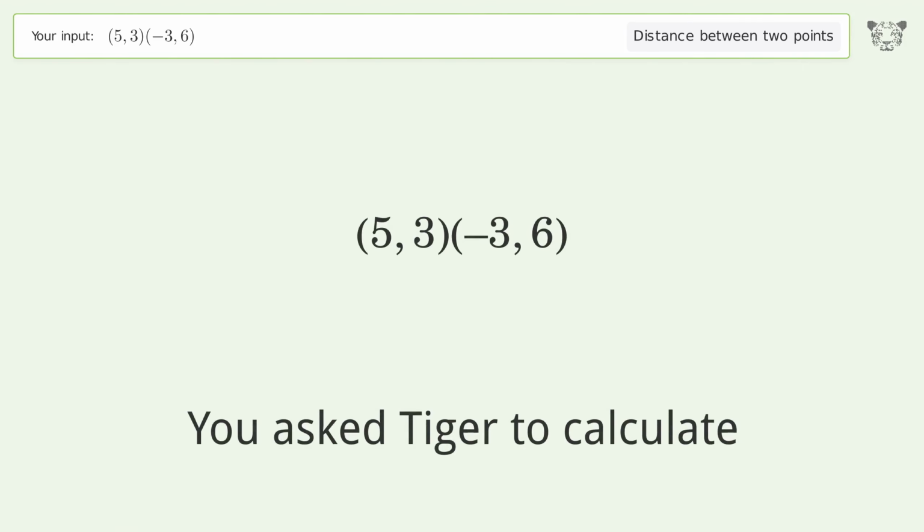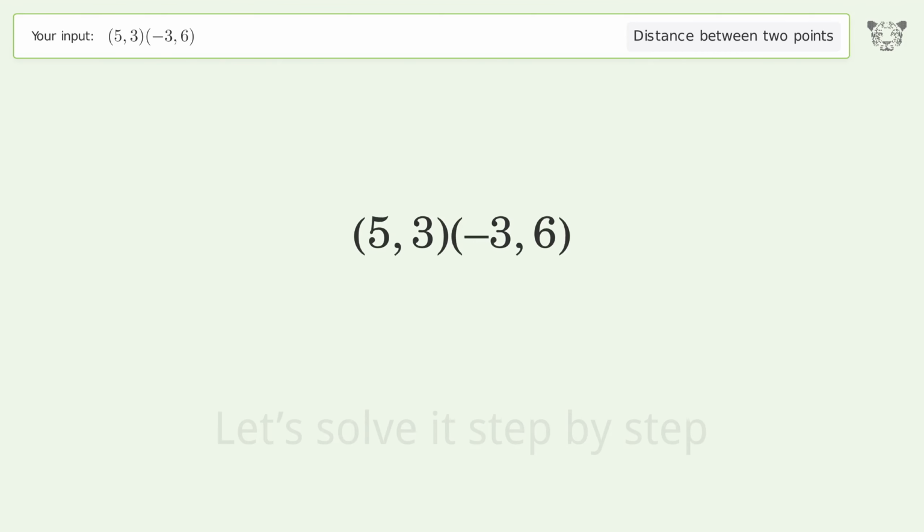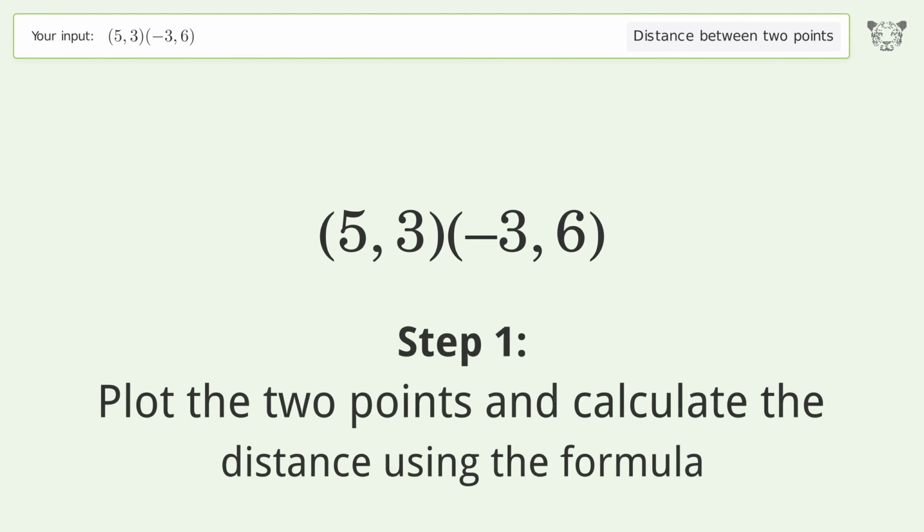You ask Tiger to calculate. This deals with the distance between 2 points. The distance between the 2 points is the square root of 73, or 8.544. Let's solve it step by step. Plot the 2 points and calculate the distance using the formula.